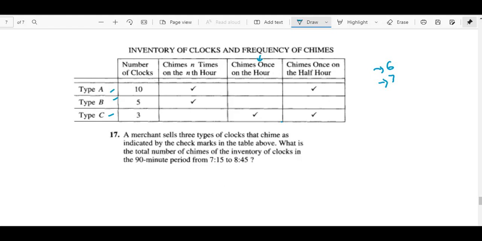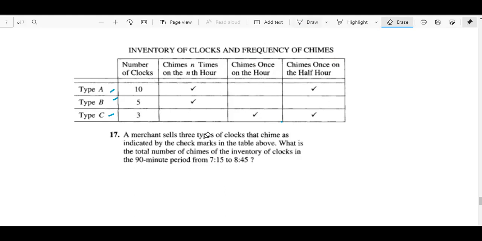Okay, and then this column is telling us it chimes once on the half hour. So this would chime at 6:30, then at 7:30, then at 8:30. So be very clear. This chimes on the half hour. Half hour basically is 6:30, 7:30, 8:30. These are half hours, right? So are you clear with the understanding? Yes, ma'am. Okay.